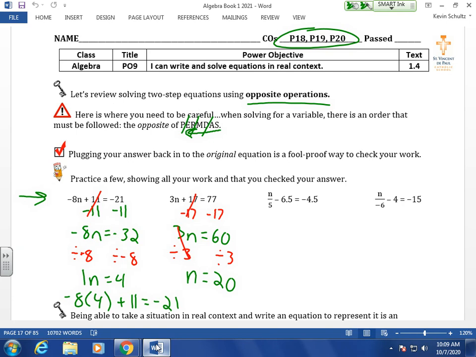Okay? Check that answer. Plug it back in. 3 times n, or 3 times 20, plus 17, that equals 77. Hooray. Okay.